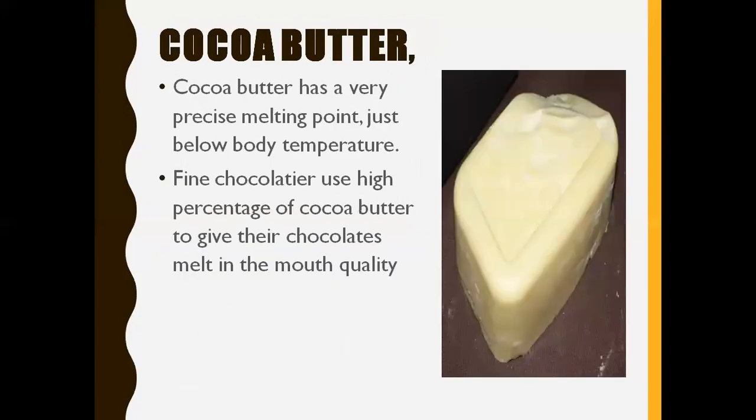Okay. Then cocoa butter. Cocoa butter has a very precise melting point just below body temperature. Fine chocolatiers use a high percentage of cocoa butter to give their chocolate a melt-in-the-mouth quality. It gives a nice shine if you use cocoa butter. It's expensive, and in many molding chocolate processes you use cocoa butter rather than hydrogenated fat to give richness, give that shine, and it also helps the chocolate melt in the mouth. You can see that in the picture, cocoa butter.